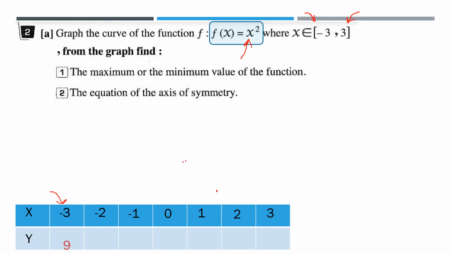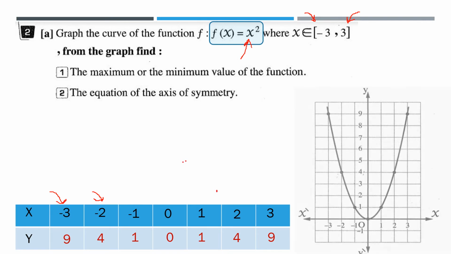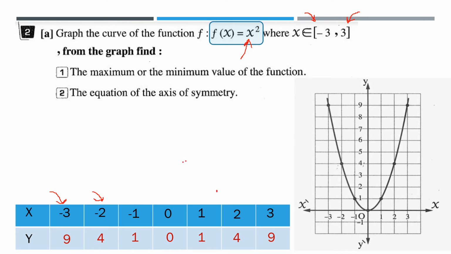Negative 3 power 2 is 9. Negative 2 power 2 is 4. Negative 1 power 2 is 1. 0 is 0. 1 power 2 is 1. 2 power 2 is 4. 3 power 2 is 9. Second step is to draw. At x1, y1 we will plot 1 and 1. At x2 y4, at x3 y9.